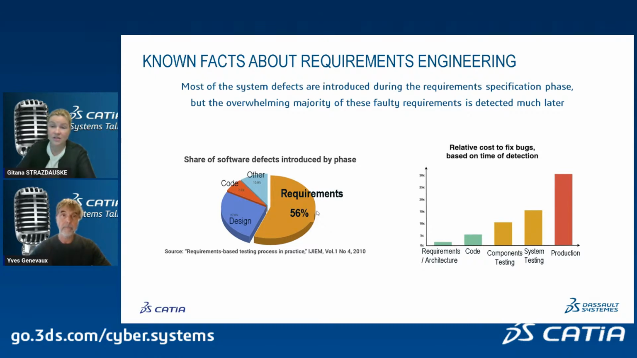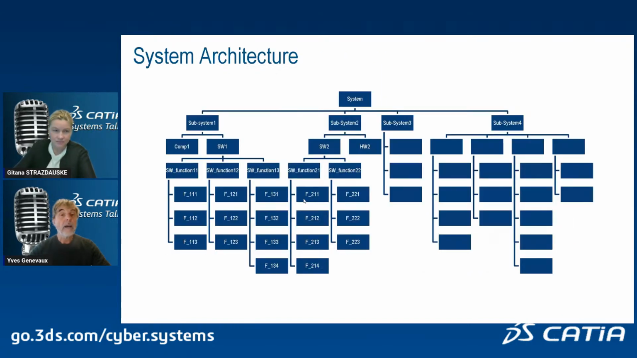Okay, so the figures are really impressive. But why are there so many mistakes in the requirements? What makes them so complicated to be developed correctly? Yeah, I'm going to take a small example.